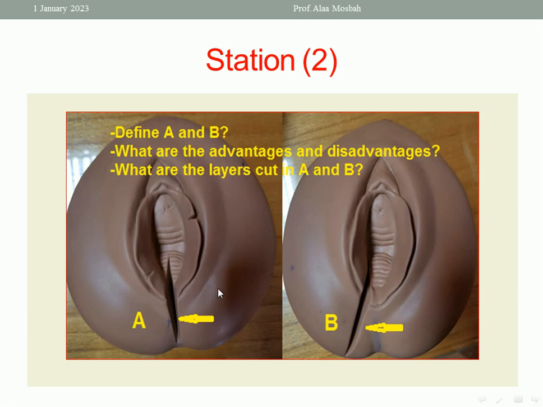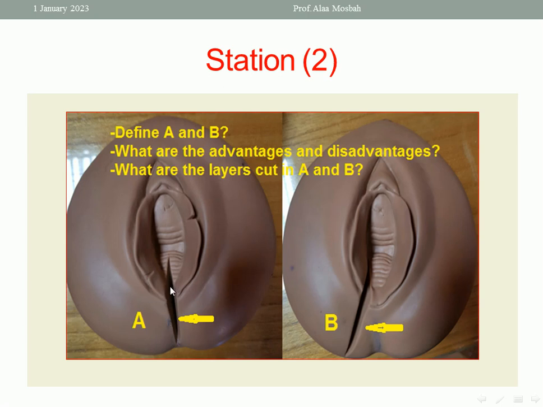Look to this picture, please, and define A and B. A, this is midline episiotomy. B is mediolateral episiotomy. Okay, notice the difference. It's clear enough. This is median episiotomy and this is mediolateral episiotomy. Okay, what are the advantages and the disadvantages of each one?